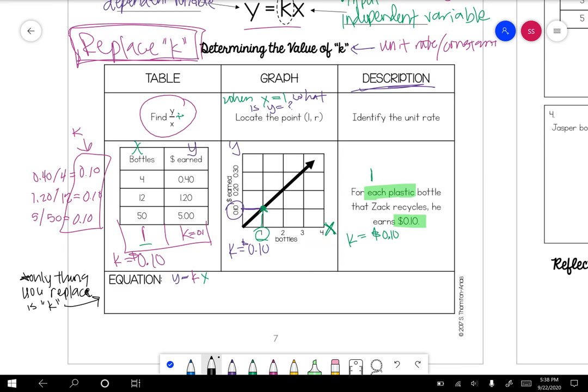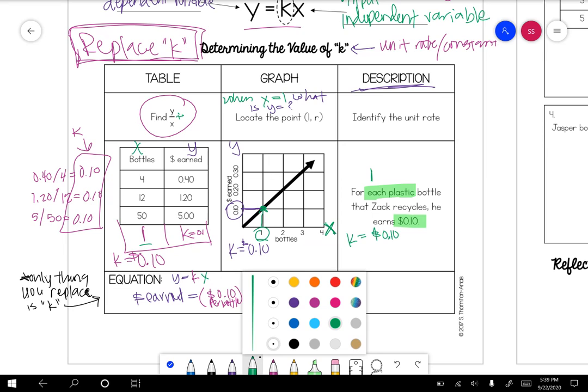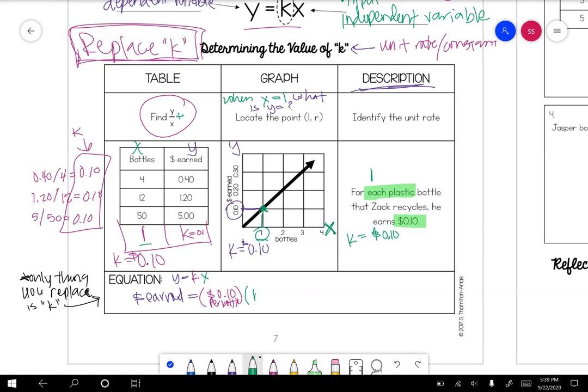All right, so I just want to make it clear what we're actually talking about in this scenario. So here we're talking about y, so money earned. The money that Zach earns is equal to the amount of money we get per bottle, so per bottle, times however many bottles we've recycled. Okay. If you ever see two things next to each other in parentheses or just like y equals kx, it means we're multiplying. Okay, but I don't want to put the x there and confuse you. I'll do the dot. There you go.